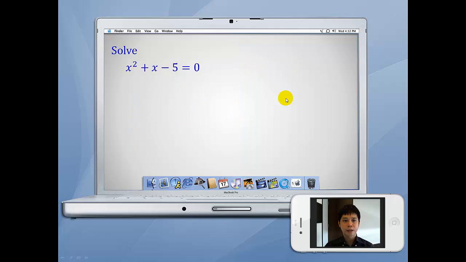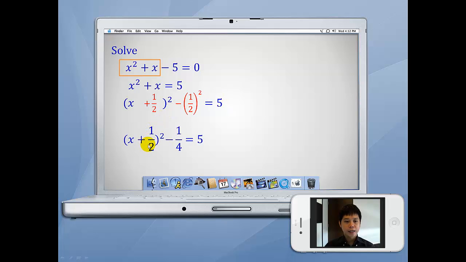Let us look at another example. x squared plus x minus 5 equals 0. We will try to complete the square for this part of the equation, and hence we will move the negative 5 over. And hence we have x squared plus x equals 5. How do we complete the square? We will halve the x and put in the brackets, and we will subtract the square of the number there. The right hand side again remains unchanged. Simplifying, we will have x plus half squared minus 1 over 4 equals 5.